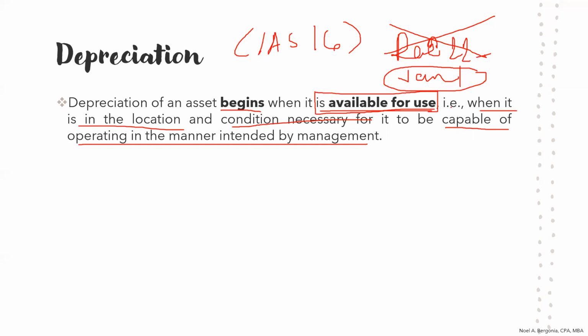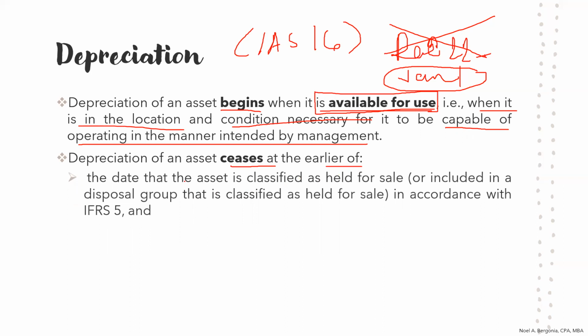Now, kailan naman natatapos yung depreciation? So the depreciation of the asset ceases at the earlier of. Okay? So ito yung mga reasons kung kailan nagtatapos yung depreciation ng assets. So first is at the date that the asset is classified as held for sale in accordance with IFRS number 5. So pagpasensya niyo na, I have included here some standards, no? Itong IFRS 5, it is the International Financial Reporting Standard number 5. And actually, this is entitled Non-Current Assets Held for Sale and Discontinued Operations.